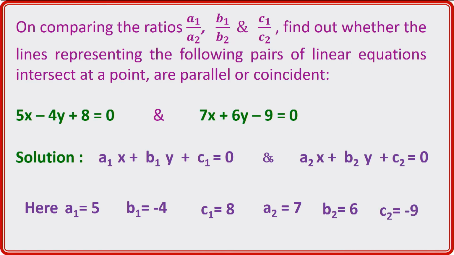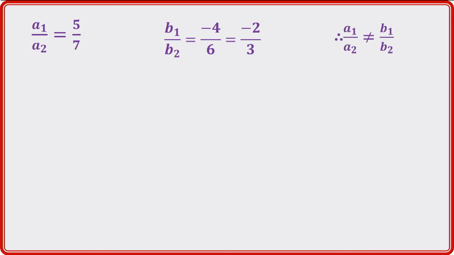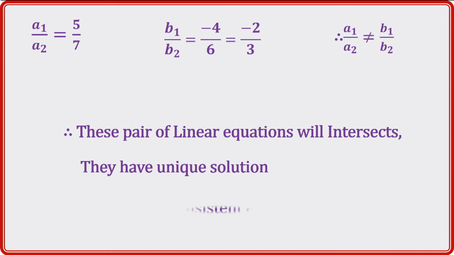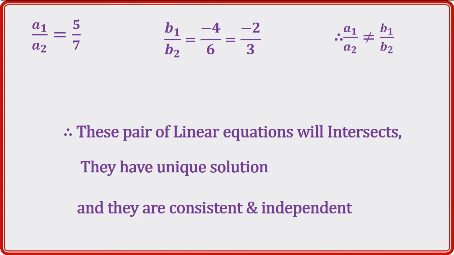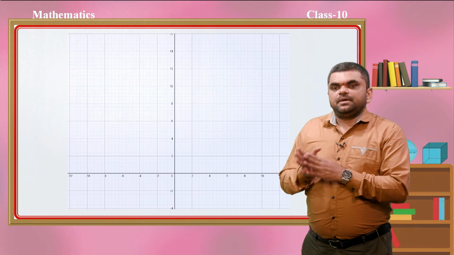Let us find out the ratios. A1 by A2 is equal to 5 by 7, whereas B1 by B2 is equal to minus 4 by 6. On simplification, we get minus 2 by 3. Here we get A1 by A2 is not equal to B1 by B2. Therefore, this pair of linear equations will intersect and they have a unique solution, and they are consistent and independent. By observing only two ratios, A1 by A2 and B1 by B2, we concluded this.